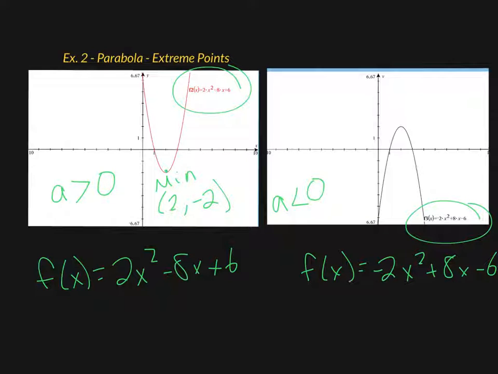We have our a is less than 0 in this case because it's negative, and in this one we have a maximum value up here at the point 2, 2.